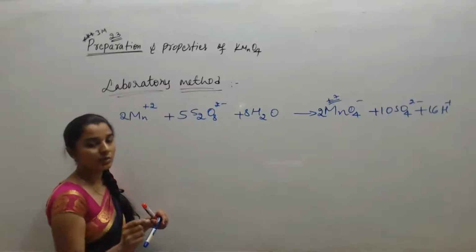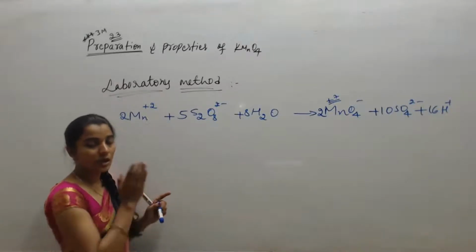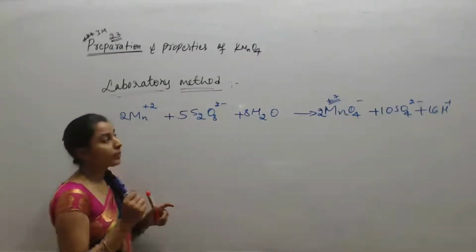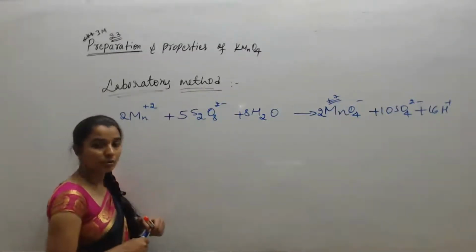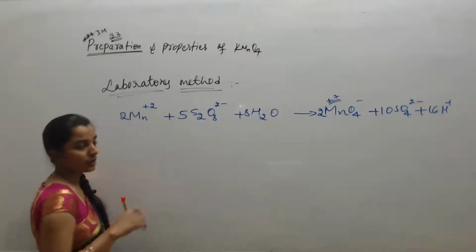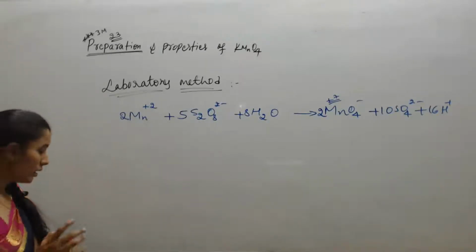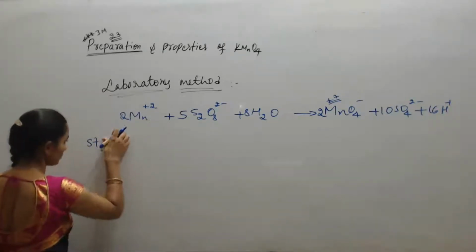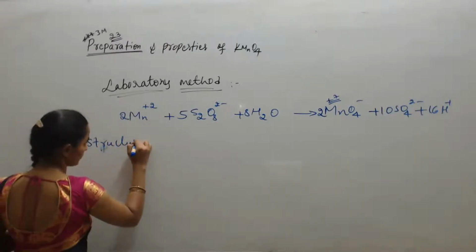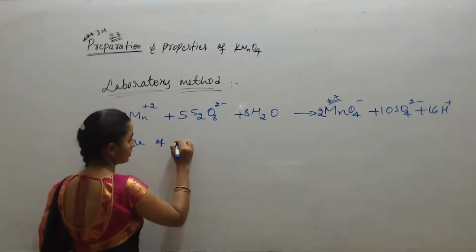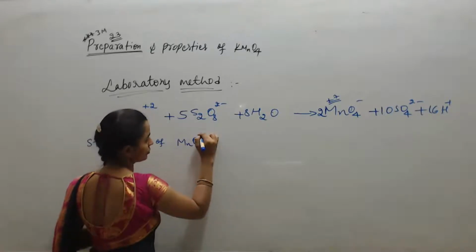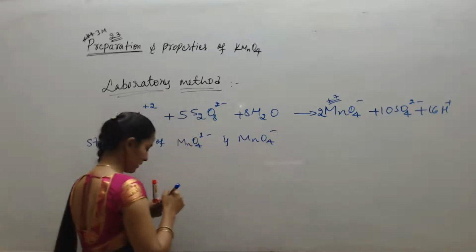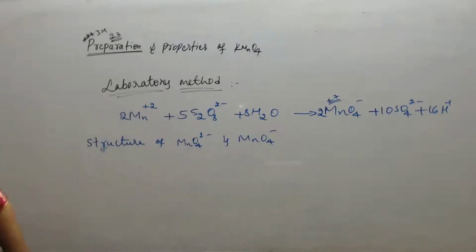For board examination purely, the first one, the preparation of potassium permanganate by using MnO2, is very important. These two are important for NEET. Okay, so now we are going to study the structure of MnO4 2 minus and MnO4 minus, manganate and permanganate ion.